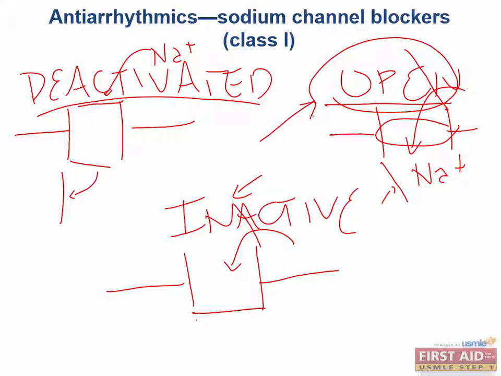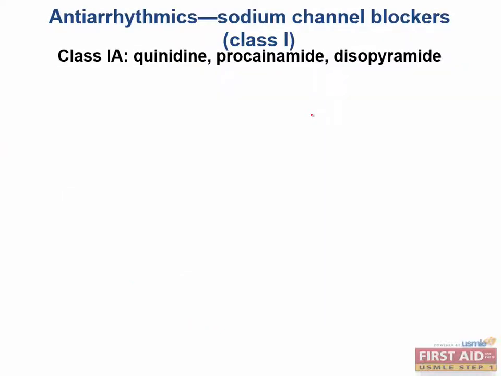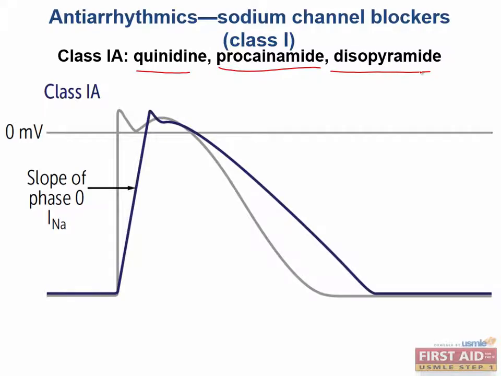All right, now we're going to get a little bit more in depth with each class, starting with the class 1A. These bad boys, quinidine, procainamide, and disopyramide, block fast sodium channels in the active or open state. This means that they directly compete with sodium at the transmembrane pore when the cells are depolarizing at very fast heart rates. Here's a diagram that's going to help us understand. By blocking the sodium influx, we decrease the slope of phase 0. This means we're decreasing the velocity or speed at which sodium can influx through those channels.